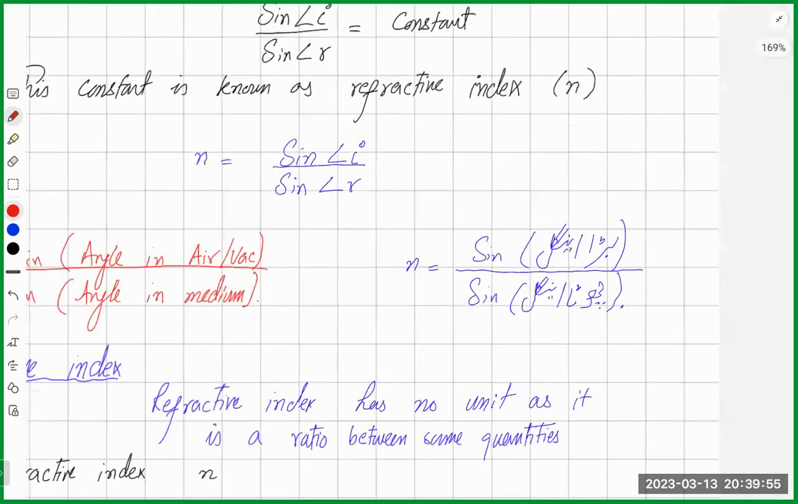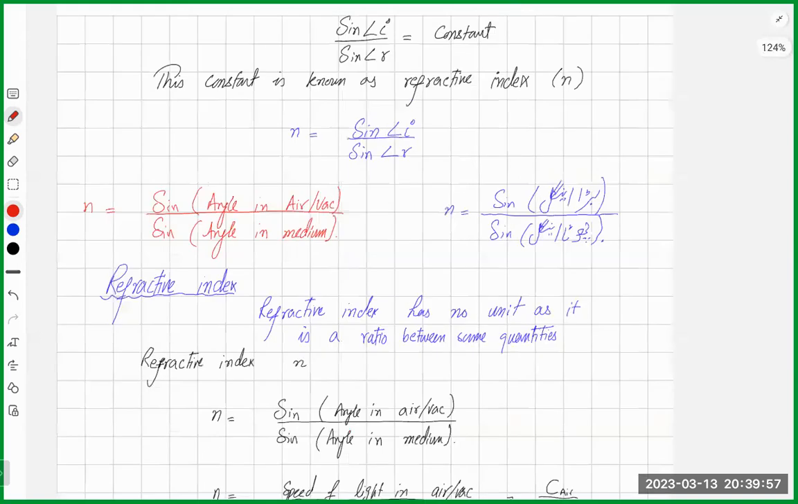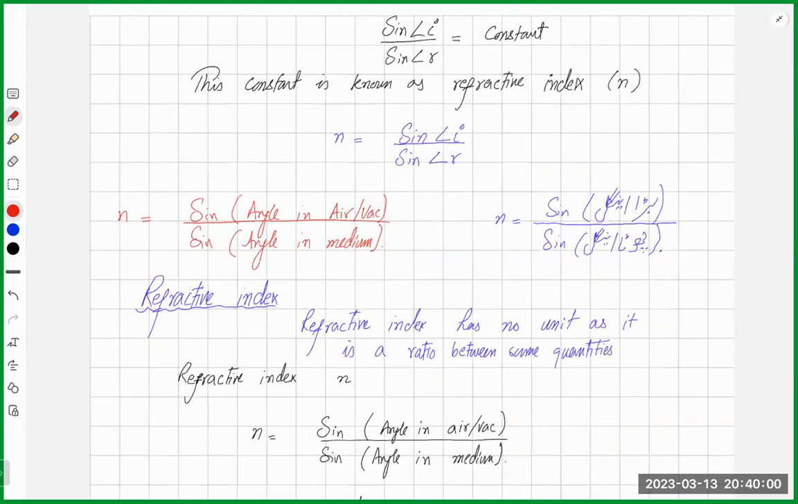This ratio is known as refractive index. Sine I over sine R is known as refractive index. So n equals sine of angle in air divided by sine of angle in the medium. So it is always this way, because remember, for your syllabus, refractive index will always be more than 1. So if it is more than 1, it has to have a bigger numerator than denominator.